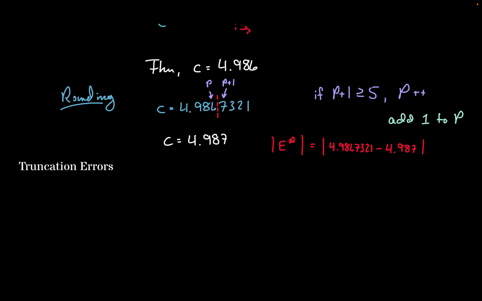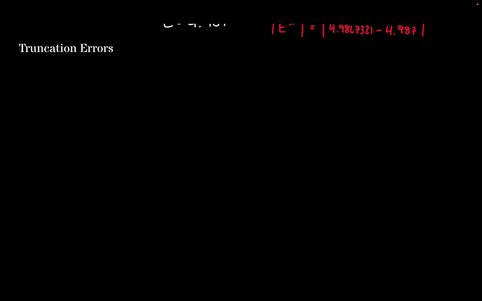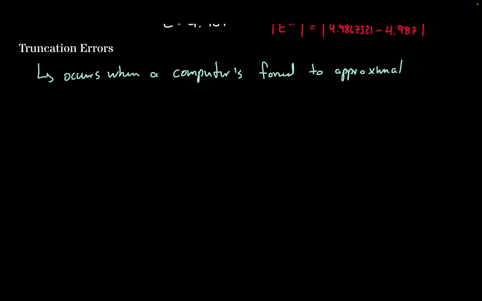Now the second type is going to be the truncation error. So now the truncation error occurs when a computer is forced to approximate a procedure with infinite operations. So I'm going to write that out real quick. So it occurs when a computer's forced to approximate a procedure with infinite operations.